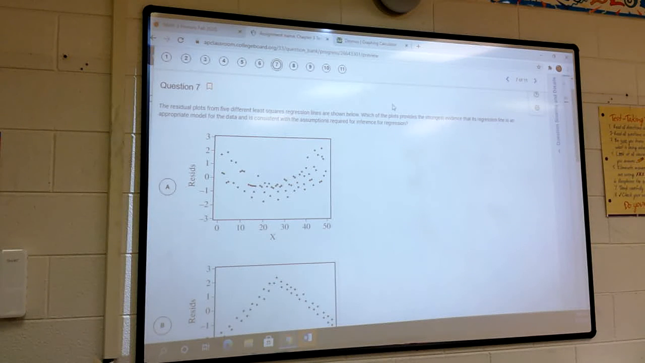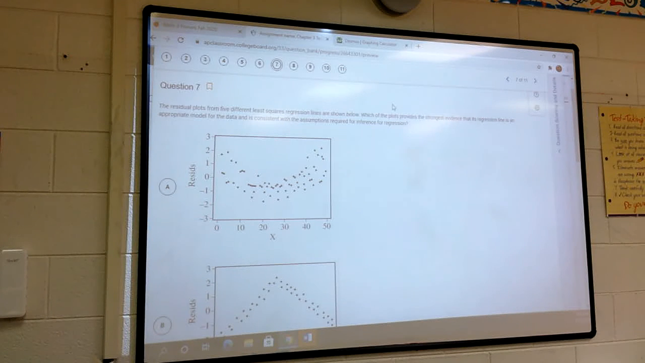Residual plots from 5 different least squares regression lines are shown below. Which of the plots provides the strongest evidence that its regression line is an appropriate model for the data and is consistent with the assumptions required for inference for regression? So you remember, in a residual plot, you want there to be no obvious pattern, and you want scattered data.